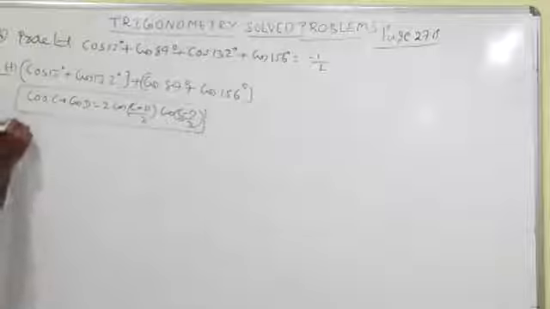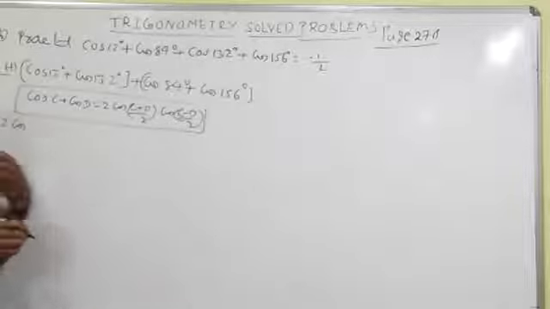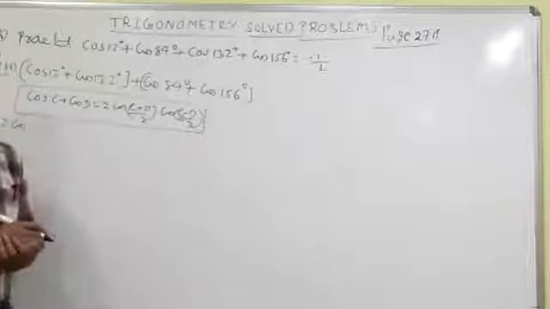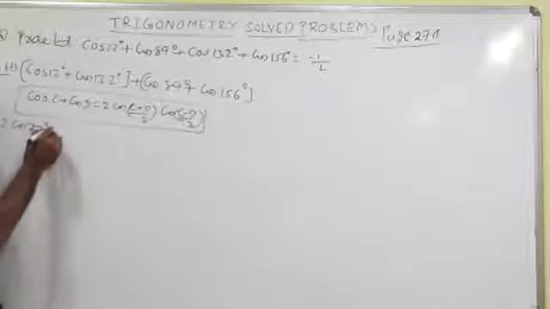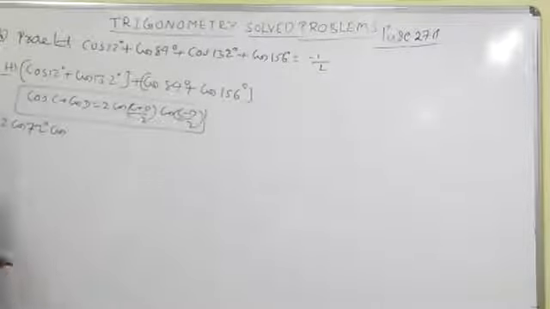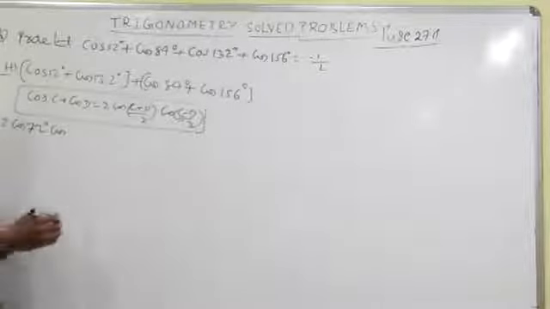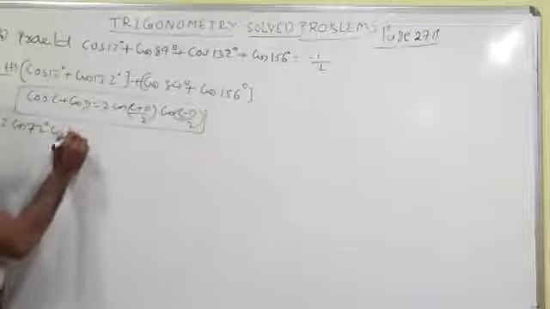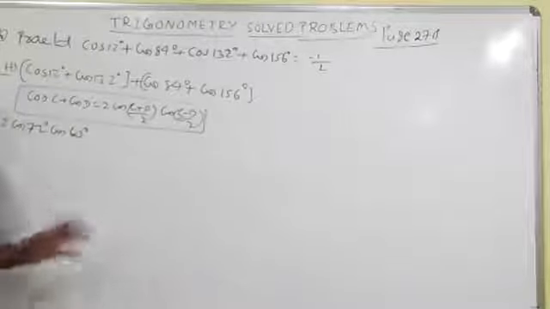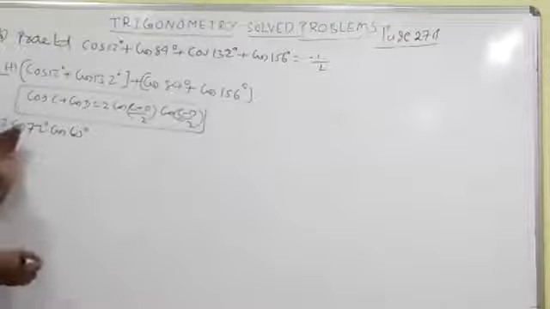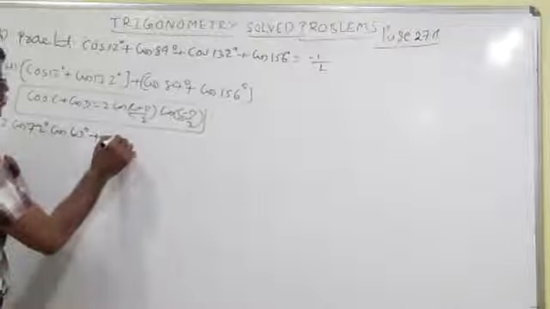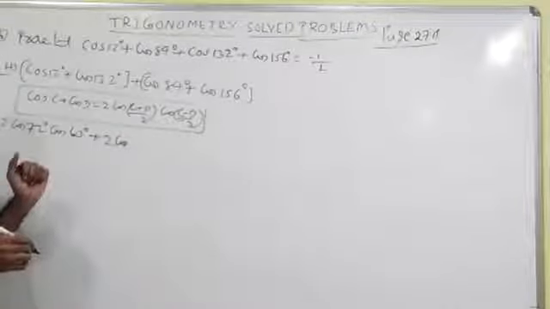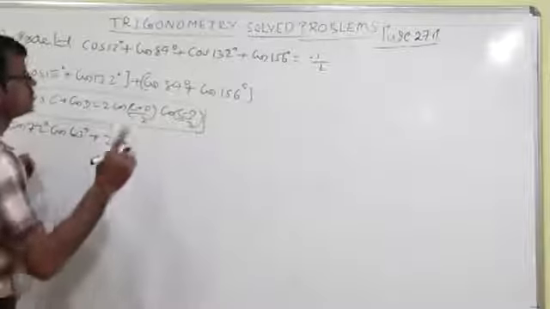That is equal to 2 into cos (12 plus 132)/2, 144 by 2, 72 degrees, and cos (12 minus 132)/2, minus 120 by 2, which is minus 60. Cos of minus theta is cos theta, so there is no minus. 2 cos 72 cos 60 plus, in the similar way apply the formula, 2 cos of (84 plus 156)/2.